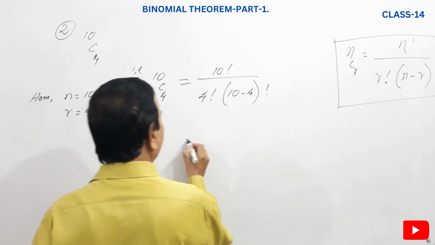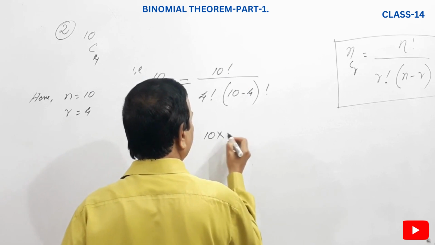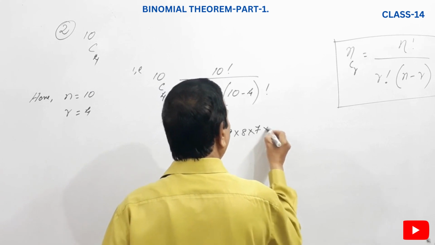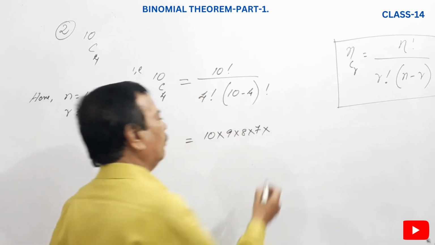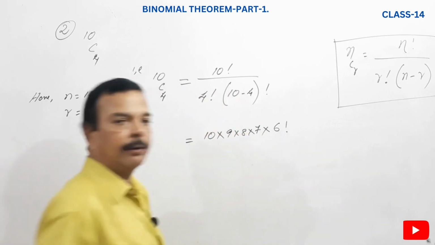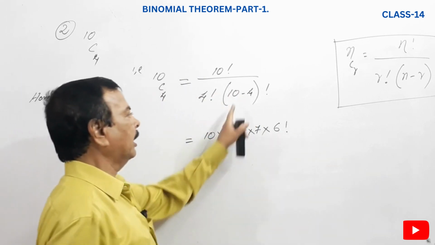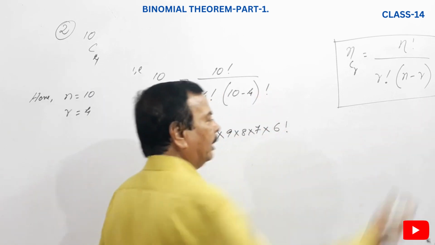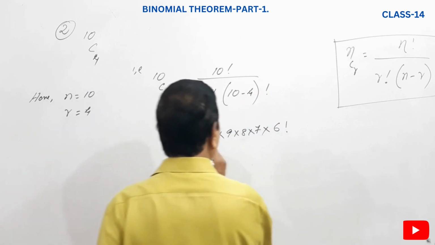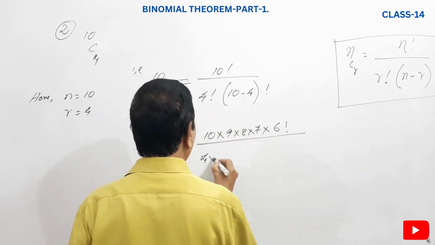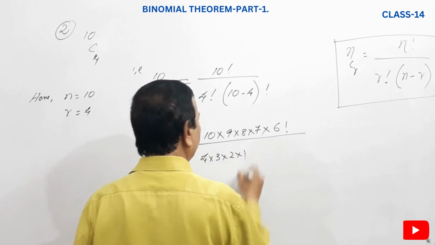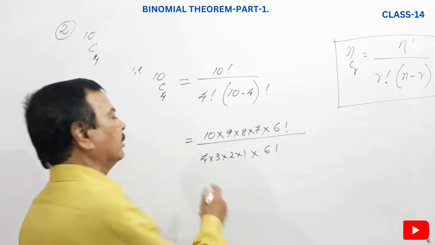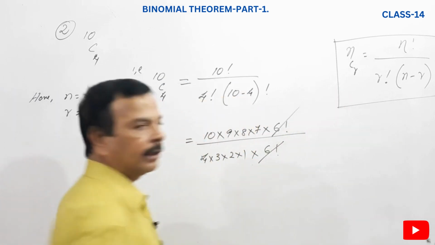In the numerator, 10 factorial is nothing but 10 into 9 into 8 into 7 into 6 factorial. I'll write 6 factorial because 10 minus 4 is 6. If you want, you can go on expanding it, but again it gets cancelled. In the denominator, 4 factorial is 4, 3, 2 into 1, into 6 factorial. I did not have to write that. So 6 factorial, 6 factorial, straight away cancel it.